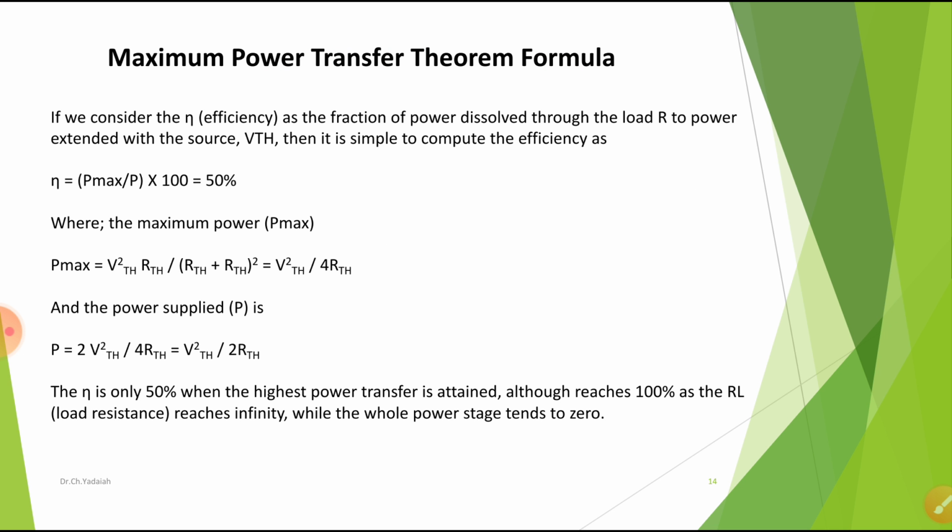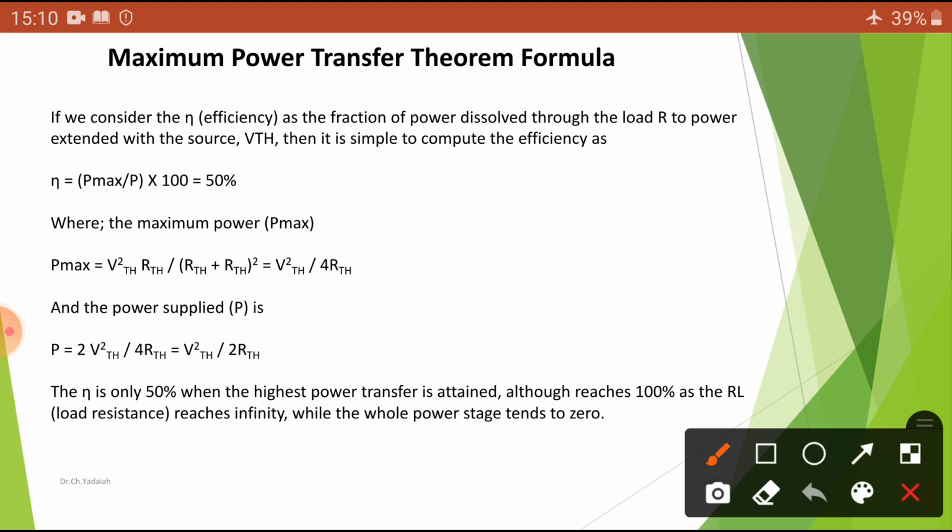Now coming to the salient points. If we consider the efficiency as the fraction of the power dissipated in the load to the power supplied by the source, then with V Thevenin, we can write the efficiency as P max by P, which is equal to 50% only. The maximum power P max, which we have already seen, is V square TH by 4 RTH. We derived this equation as E square by 4 RL, which here we write in Thevenin's equivalent form. And the power supplied P is equal to V square TH by RTH.